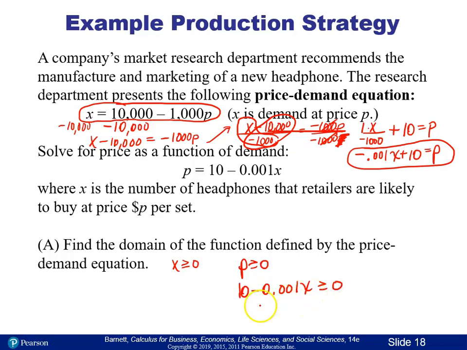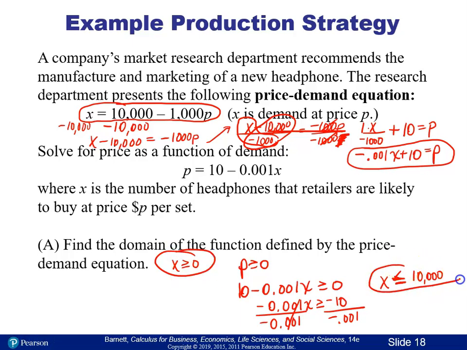So I'm going to solve this for x now, which means taking the 10 to the other side, then dividing by negative 0.001. So x is going to be greater than or equal, actually less than or equal to, we need to switch it because we're dividing by a negative, so we need to switch that inequality. So x is going to be less than or equal to, and if I divide 10 by 0.001, then that's going to be 10,000. So x needs to be greater than or equal to 0, and it also needs to be less than or equal to 10,000 for this equation to work.